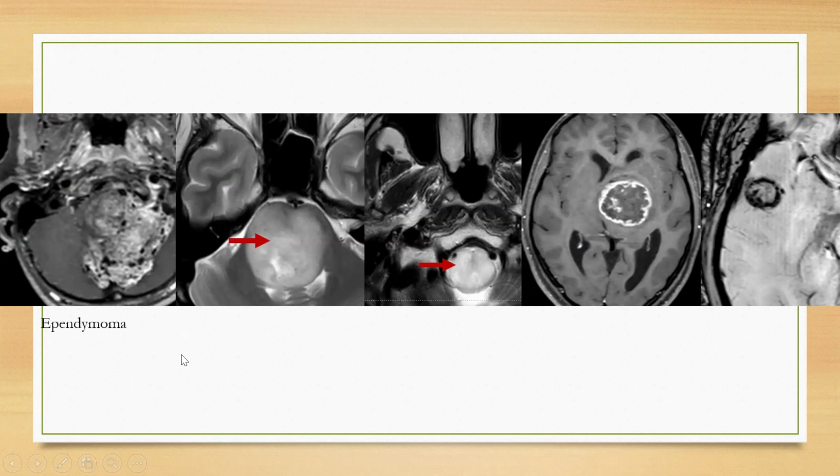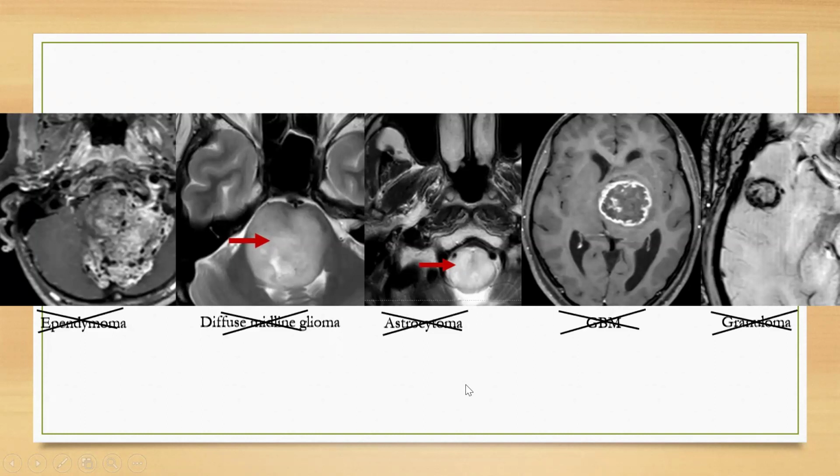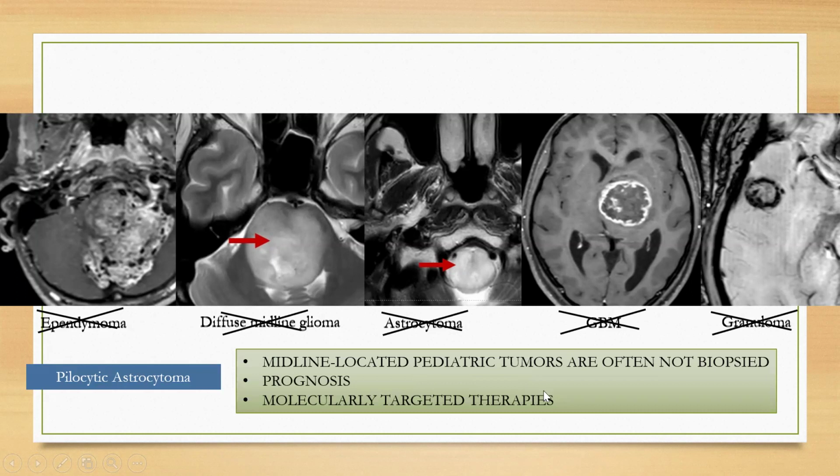Usually one may think this is ependymoma, this is diffuse midline glioma, astrocytoma, GBM, or granuloma. But all of these turned out to be pilocytic astrocytoma actually. These are midline-located tumors, and biopsy or surgery was done, and all were proven to be pilocytic astrocytoma. Many of the midline tumors are not often biopsied, and the prognosis is completely different, because pilocytic astrocytoma has an almost complete cure.